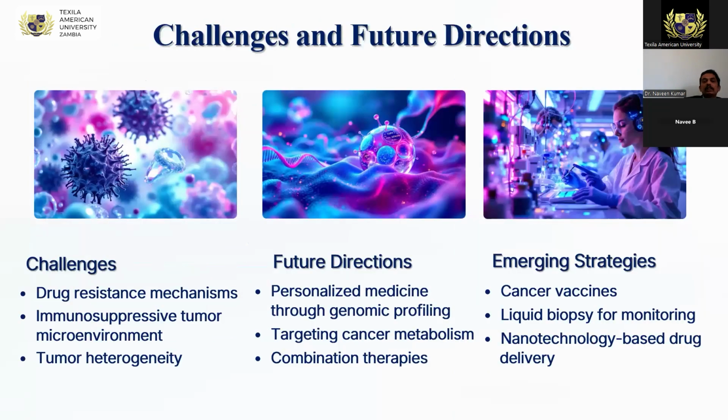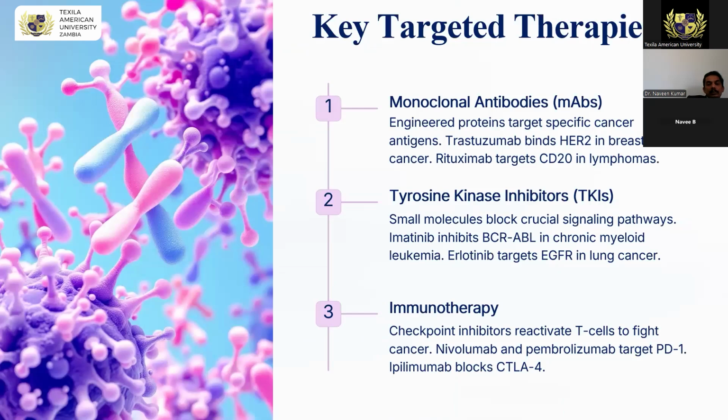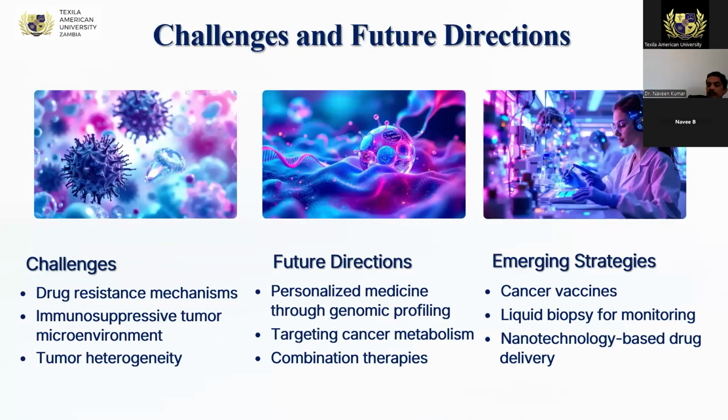And the challenges and future directions are the drug resistance mechanism. As I told you, the immunosuppressive tumor microenvironment is also another promising area. A lot of scientists and immunologists are focusing on handling this, and the tumor invasion and the tumor heterogeneity. The future directions are mostly focusing on personalized medicine through the patient's genome profile and targeting the cancer metabolism. As I told you, previously I discussed the Warburg effect, so we can target the glycolysis and the citric acid cycle mechanisms and certain mitochondria.